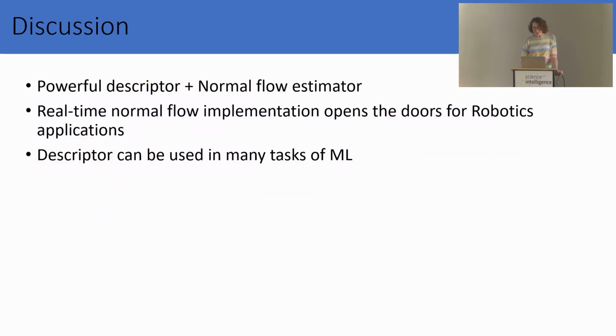So to summarize what I said, we now have a powerful descriptor. We used it here for normal flow, for a real-time implementation that I believe opens the doors now for robotics in event vision, because now we have something real-time where you can build your segmentation on top, you can stick it in your control. But even the descriptor before it is done as a normal flow, you can use for other things, for recognition, boundaries, things where you can build other small networks on top.